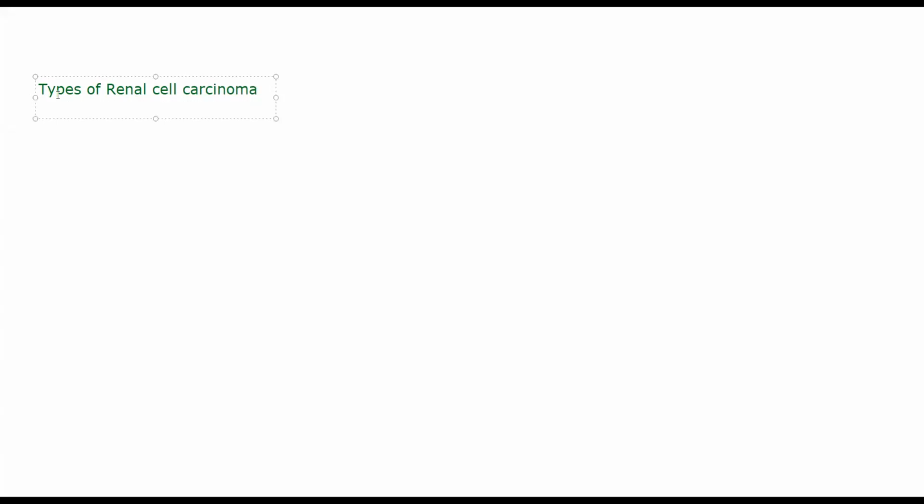Okay, the first type will be clear cell. Clear cell type of renal cell carcinoma. Renal cell carcinoma is being abbreviated as RCC. This occurs in 70% of the cases. Quite common. The most common renal cell carcinoma you'll find will be clear cell type of carcinoma.